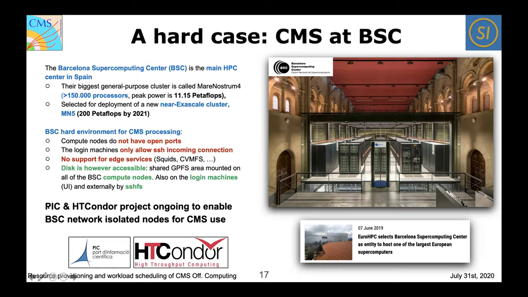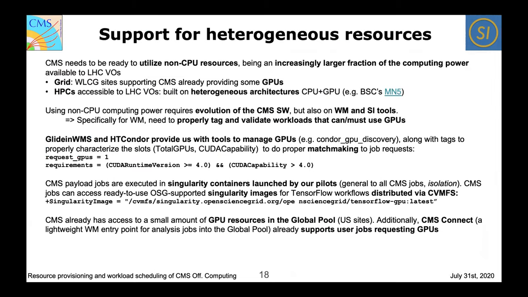So we need to find alternatives, and we have been working, the PIC team, of which I am part, and the Condor team, we have been working on a project to enable network isolated nodes to be incorporated into a pool for CMS use. As I mentioned, and we have discussed, a lot of the resources in the HPCs are going to be GPUs, and we need to be prepared for that.